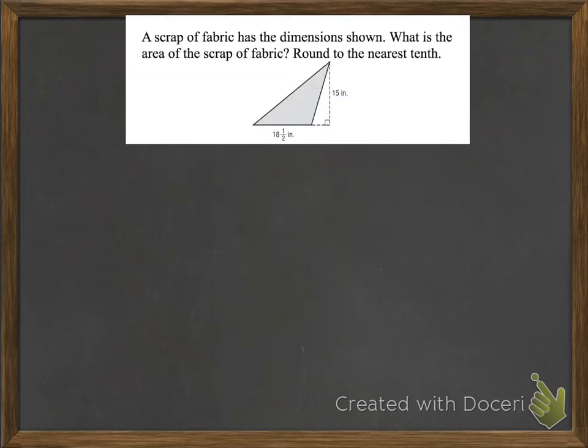All right, so now we're looking at the next problem. It says a scrap of fabric has the dimensions shown. What is the area of the scrap of fabric? Round to the nearest tenth. Now, you want to make sure that you first identify what shape this is, and this is just asking you for the area. So you're just going to plug in and solve.